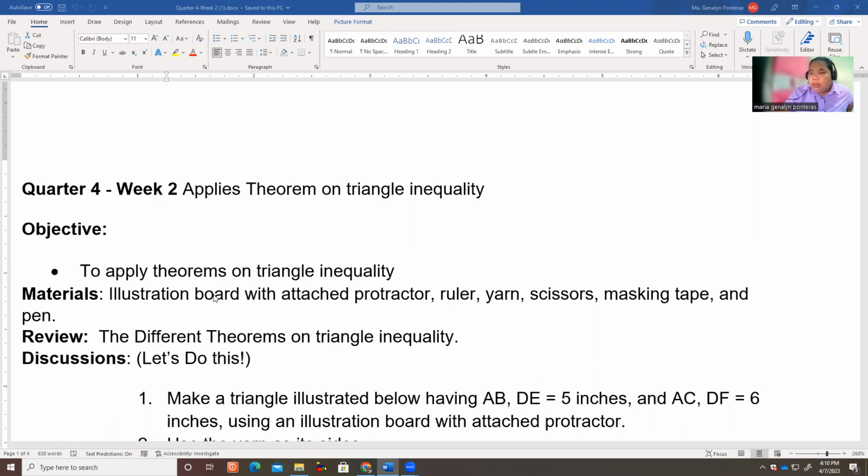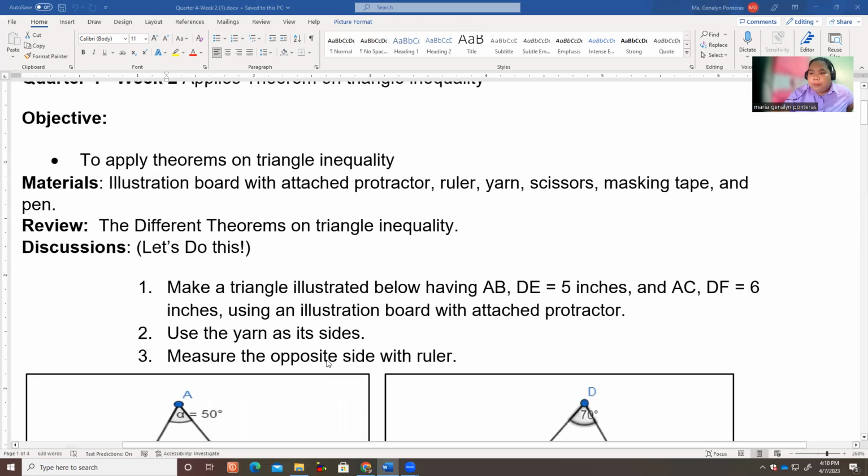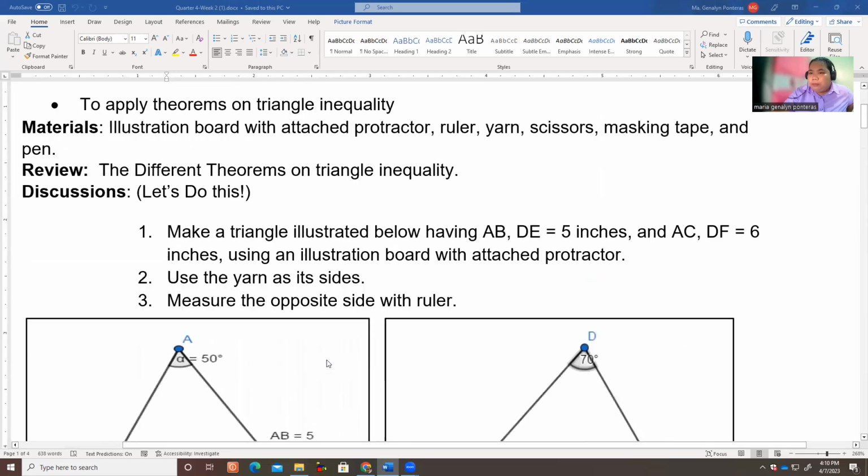So in my materials, I have protractor, ruler, yarn, scissors, masking tape, and pen. They're going to make a triangle out of yarn, or they can also draw a triangle using ruler, protractor, and pen. So either you make a triangle or you draw a triangle. So let's talk about the first pair of triangles.